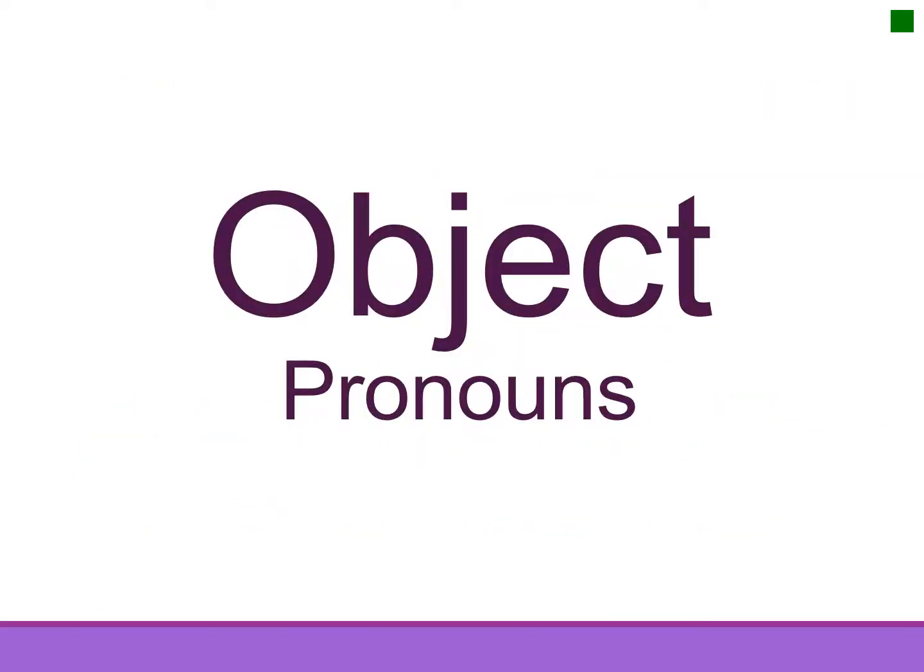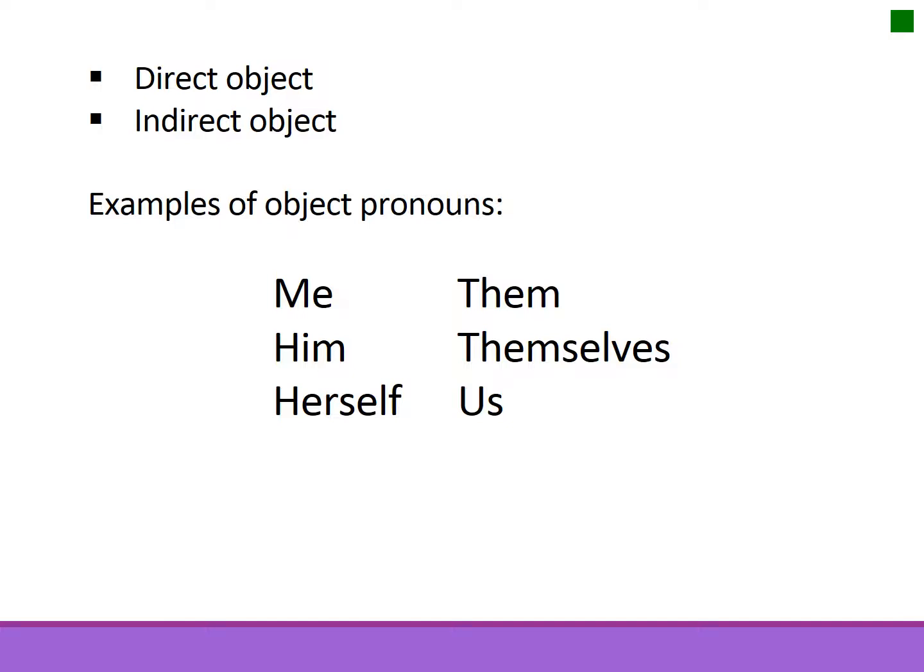Object pronouns. These pronouns can be broken into two categories: direct object pronouns and indirect object pronouns. Some examples of object pronouns are the words me, him, herself, us, them, and themselves.